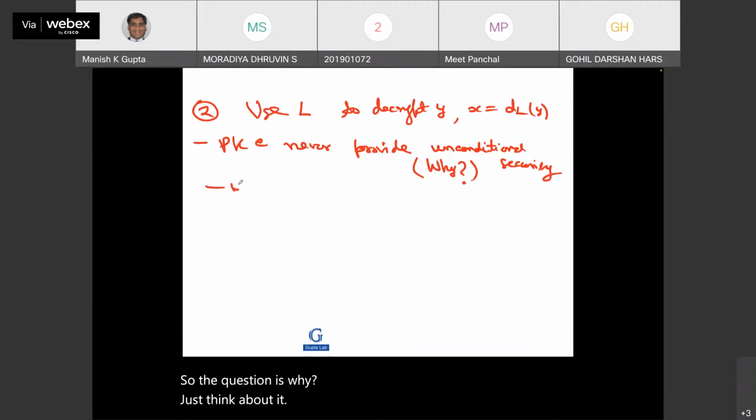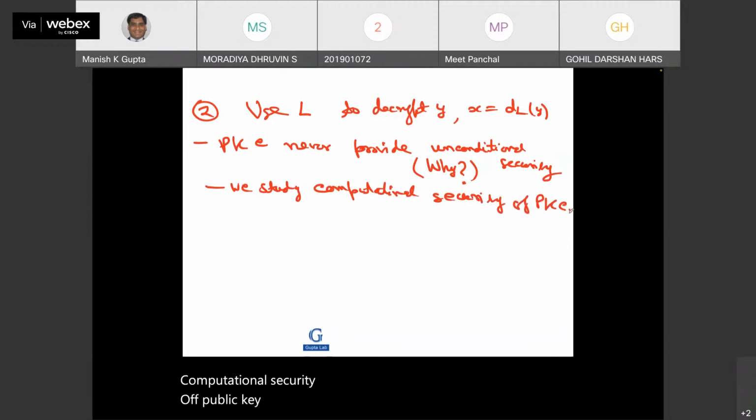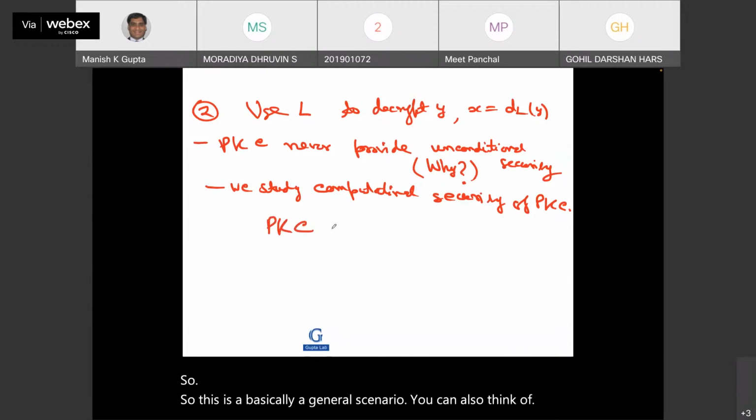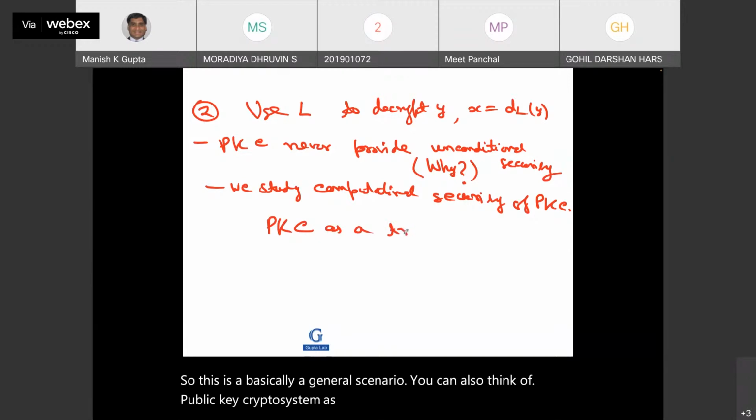So normally we study computational security of public key cryptography. This is basically a general scenario. You can also think of a public key crypto system as a trapdoor one-way function.